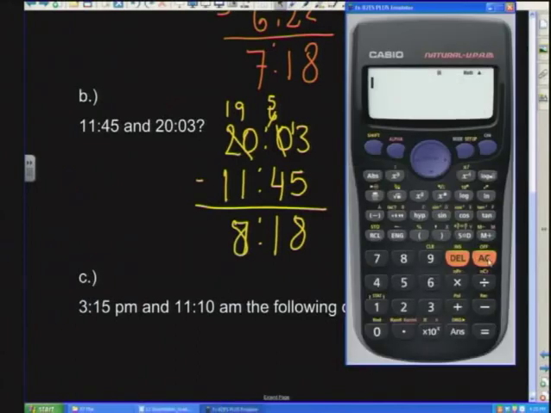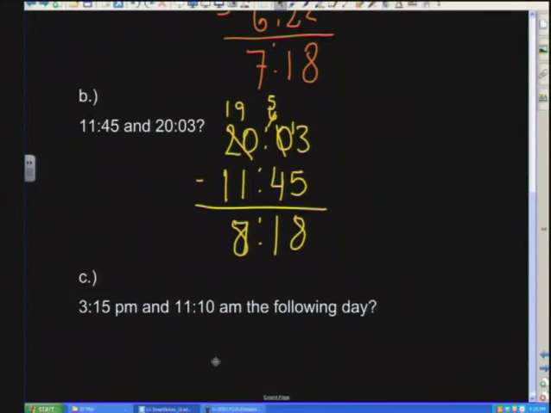So again on the calculator, 20 hours, 3 minutes, minus 11 hours, 45 minutes. And I see that it's 8 hours and 18 minutes. Now the next one's quite interesting. Let me show you the next one.